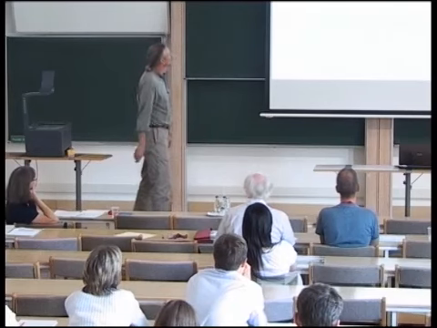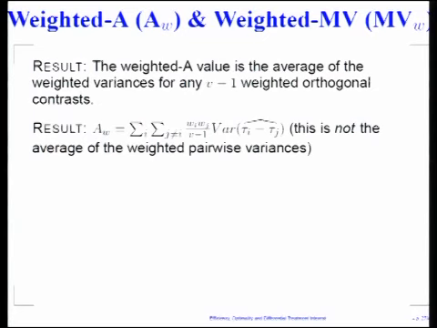We'll skip that one. About the weighted A, and we also talk about weighted MV. A couple of results. The weighted A value is the average of the weighted variances of any V-1 weighted orthogonal contrasts. Again, put equal weights there. It's a well-known result. The weighted A can be written as a sum of weighted pairwise variances. Put equal weights there. It's a standard known result.